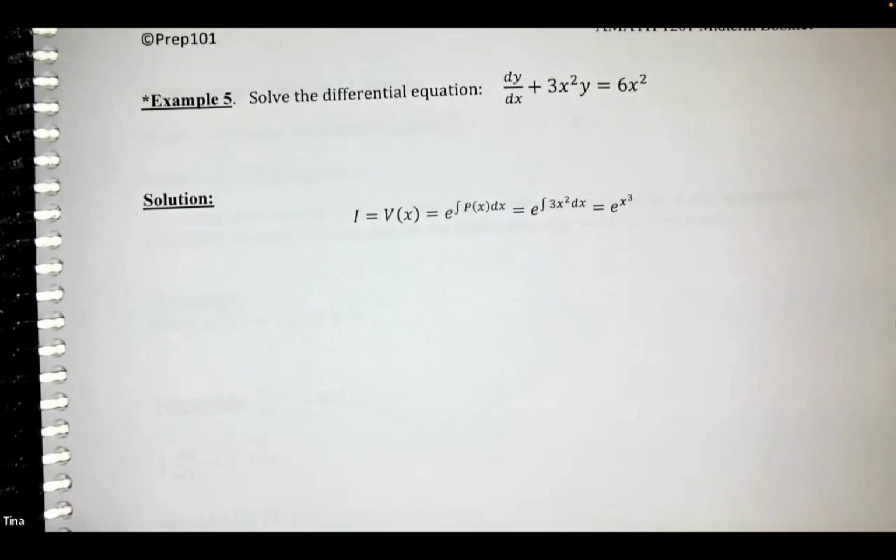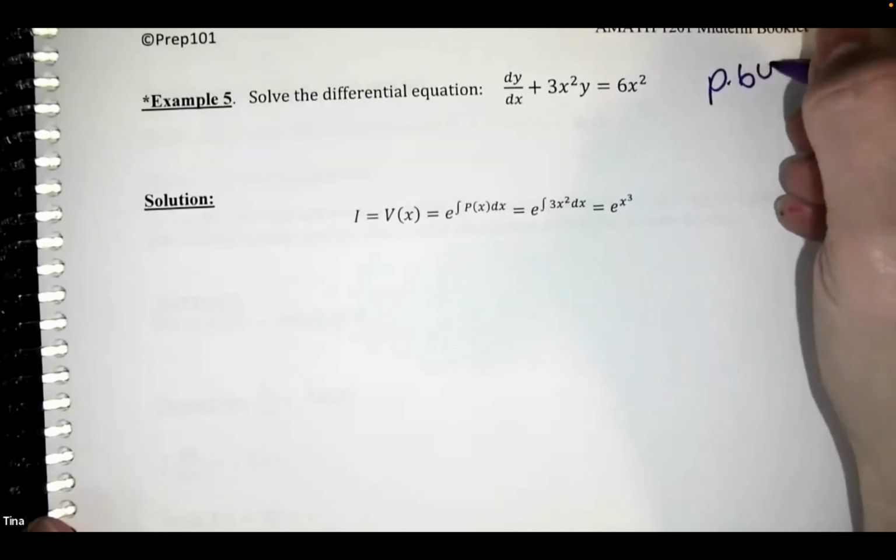Okay, so we're back to linear and we're just about done. So we're on page 64.